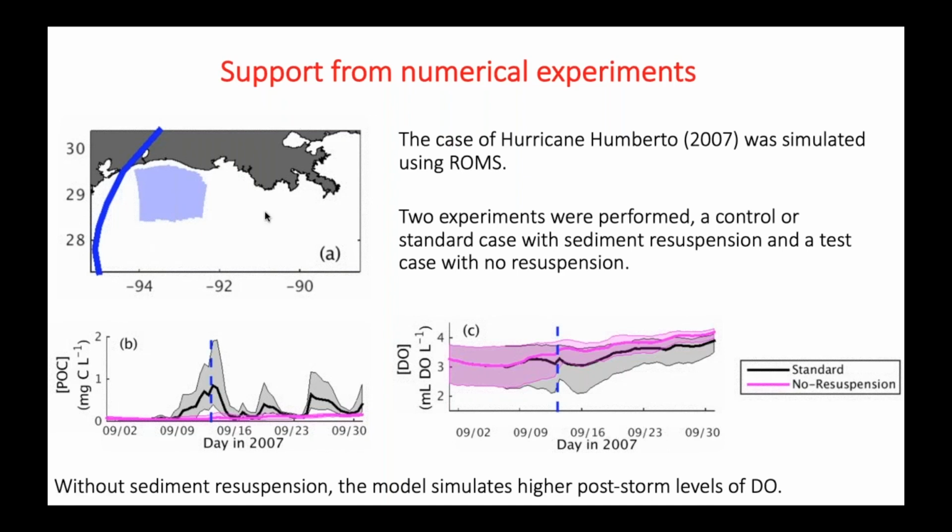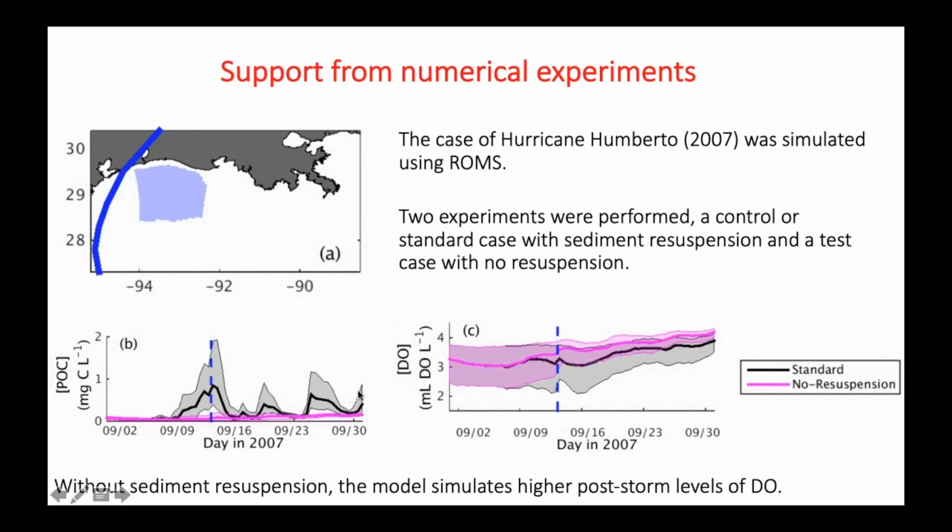In one case, we turned on the effect of sediment resuspension, which is a control case, and we performed a test case where we turned off resuspension. And so this is the effect. So in this figure, you can see the effect on the particulate organic carbon. And as we should expect, in the case with no resuspension, there's no increase of POC in the water column. But on the other hand, in the case with resuspension, you have a significant increase in POC when the storm arrives.